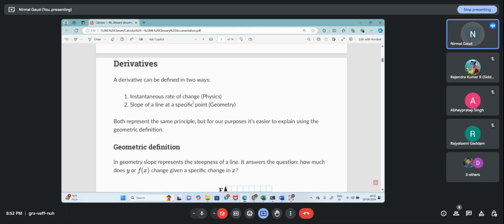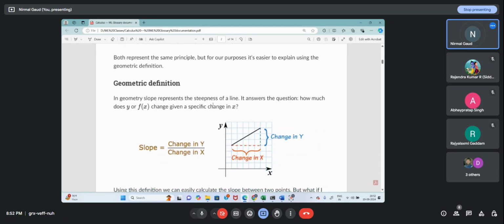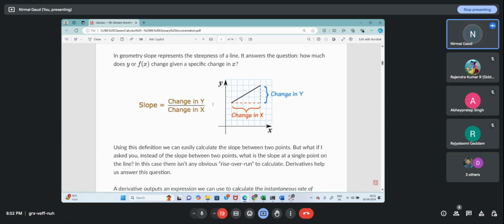So derivative, as I told, is differentiation. It is a rate of change or slope of a line. Rate of change in physics, slope of a line in geometry. Okay, and this is how you represent it. Change in y upon change in x, dy by dx. D is a small change in x and y both. That you call a slope. Okay, this is the diagram by the help of which you can understand.